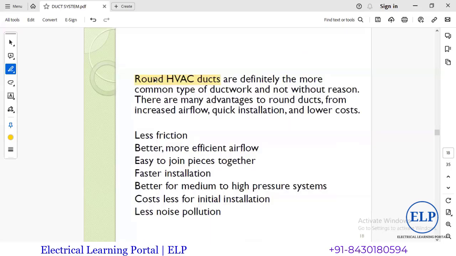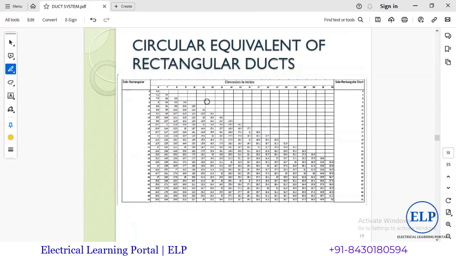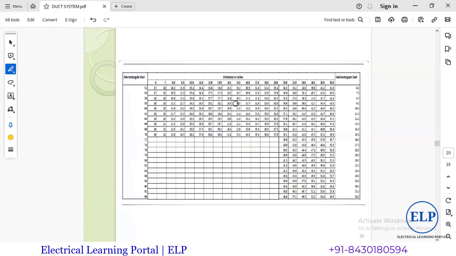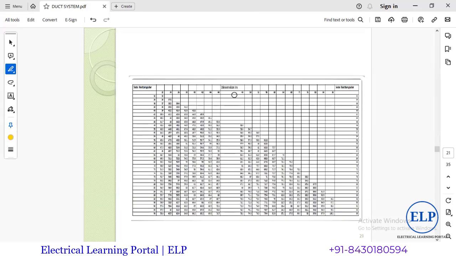Now the question is how to select the round ducting. You first have to calculate the rectangular duct sizing, and by using this table you have to select the circular ducting, or round ducting. Everything, how to follow and use this table, we will see in our next sessions. This table is given in the SMACNA code, and I think it is given in ASHRAE also. Every code and standard will give you this type of table.